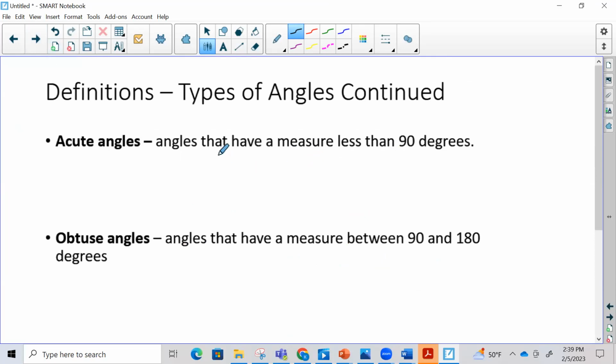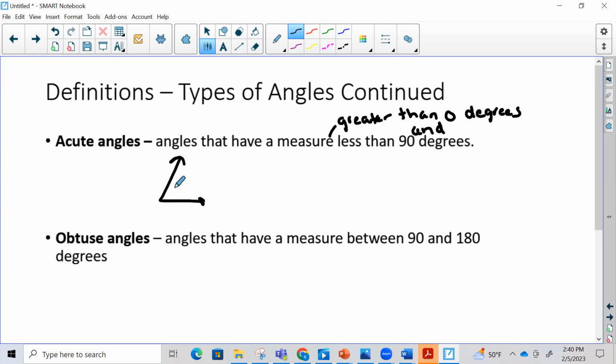Okay, so then we have acute angles. Acute angles have a measure, and I believe this is updated in your packet. I'm going to add this, it's already in your packet though: greater than 0 degrees and less than 90 degrees. So it has to be bigger than 0 degrees and less than 90 degrees.